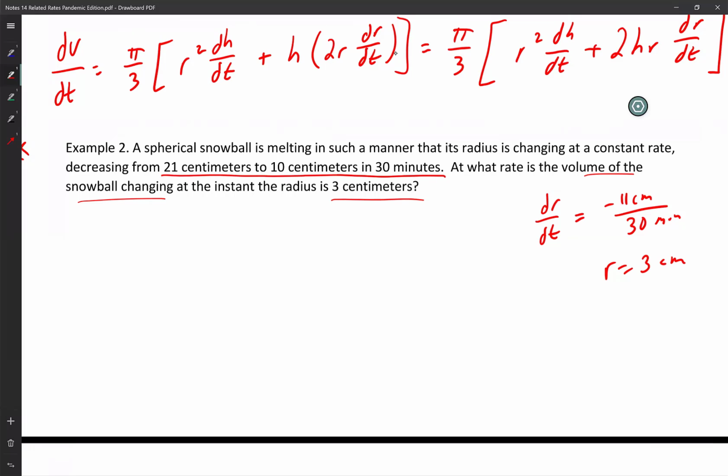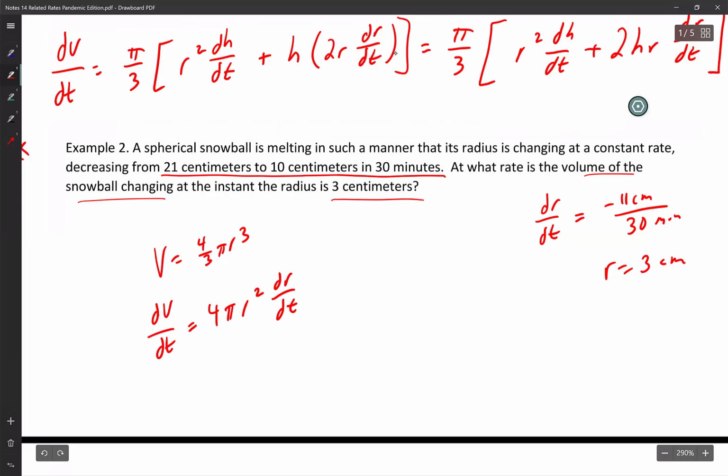Okay. So volume equals 4/3 pi r cubed. dv/dt equals 4 pi r squared dr/dt. I'm going to plug everything in. 4 times pi times my radius, which is 3, squared, and then negative 11 over 30. I'm going to multiply all that together, guys.